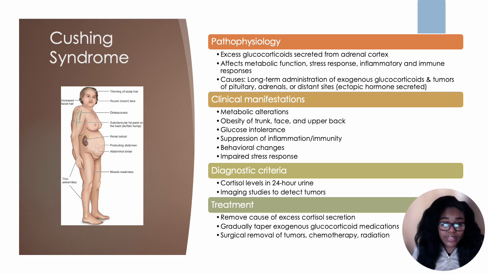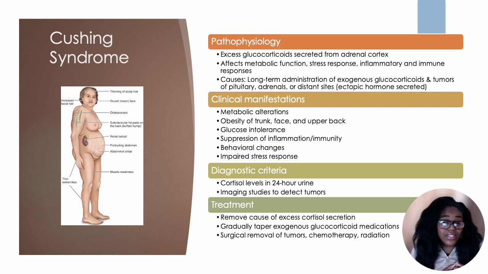You have clinical manifestations, and that can result in your metabolic alterations, metabolic acidosis, and metabolic alkalosis. You can have trunk obesity, moon face, upper back issues, glucose intolerance. You may have the suppression of the inflammatory response because that's what cortisol and steroids do. They suppress the inflammatory response. So if you have an excess of these glucocorticosteroids, you have an over suppression of your inflammatory and your immune response. You may see behavioral changes, and you may also see an impaired stress response because cortisol is directly related to your stress response.